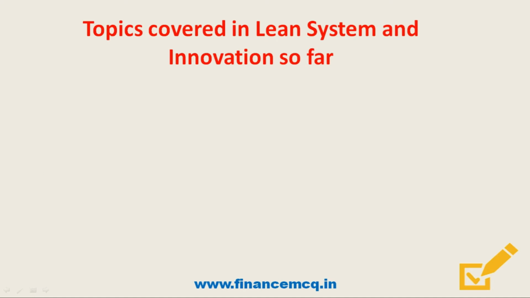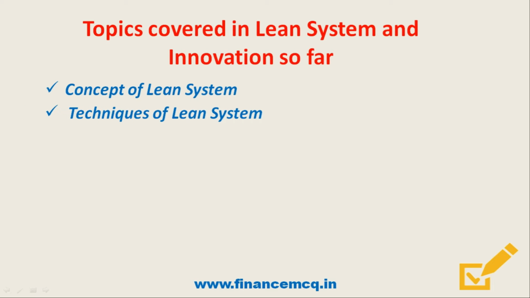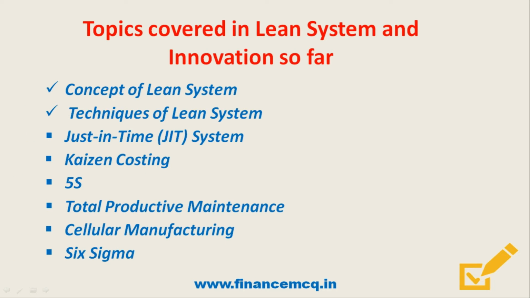So friends, let's begin. Friends, as of now, under lean system and innovation we covered the following topics. First, we understood the concept of lean system. Then we studied various techniques of lean system such as just-in-time system, Kaizen costing, 5S, where it includes sort, set in order, shine, standardize and sustain. Then we understood total productive maintenance, where we studied a concept of OEE, that is overall equipment effectiveness. Then we studied cellular manufacturing, and in the end we went through Six Sigma.